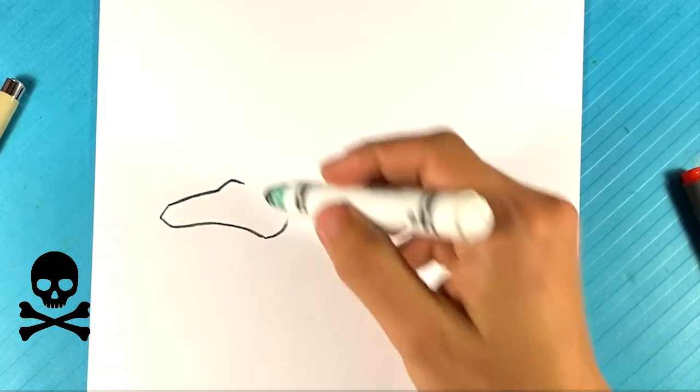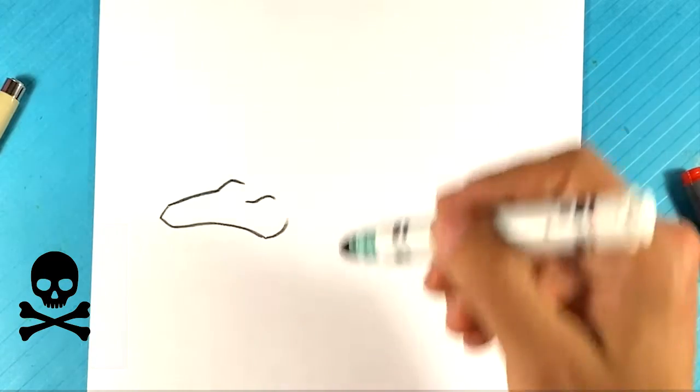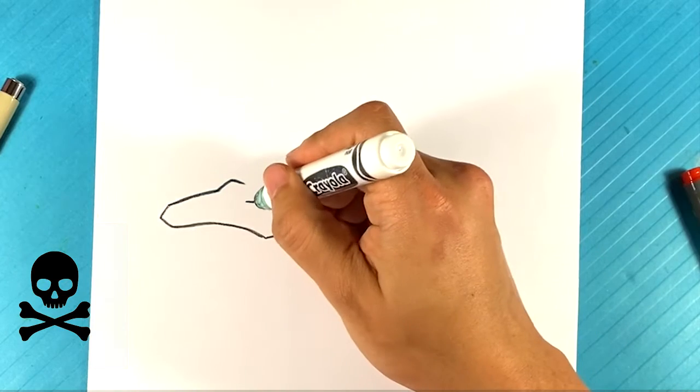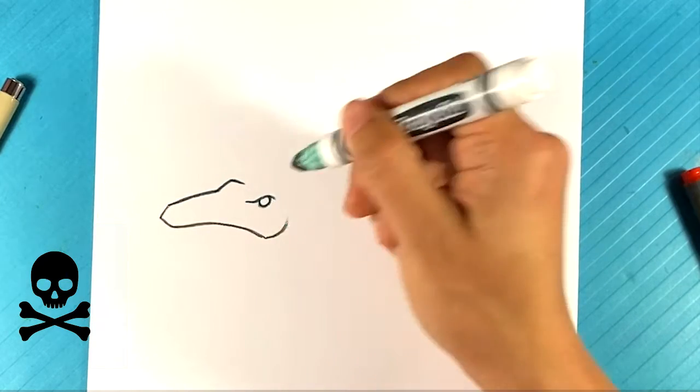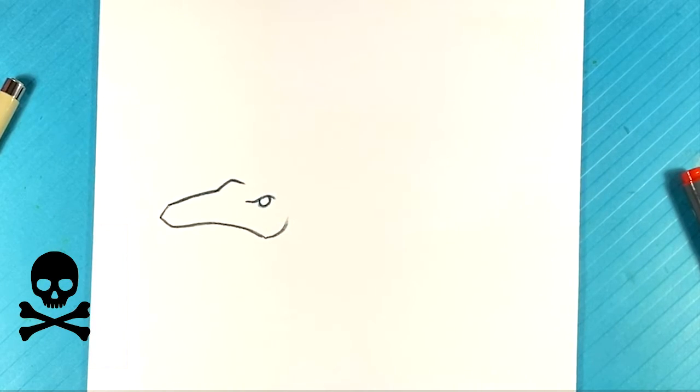Outside over there on the right. Curve over here on the inside. Circle here for the eye, okay? I keep having to change markers because a lot of my markers are dying out.